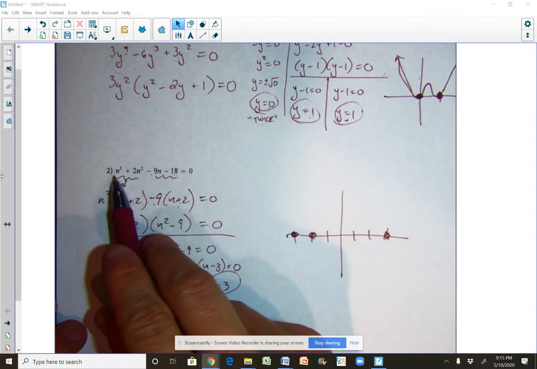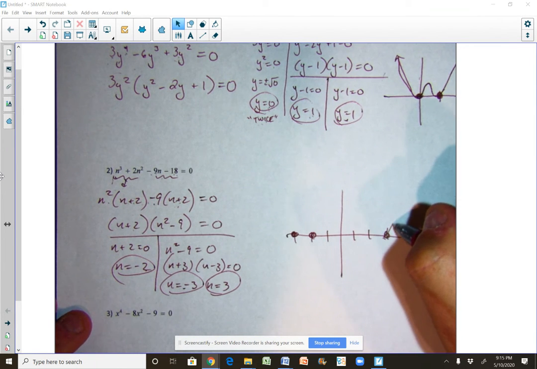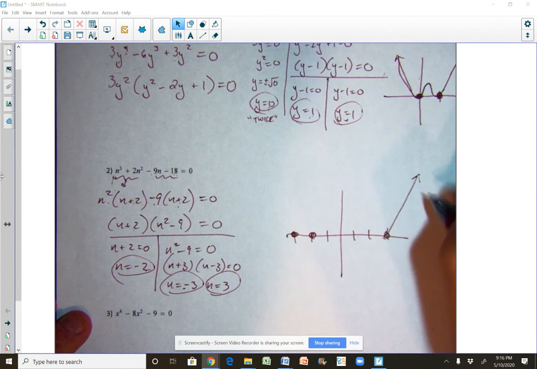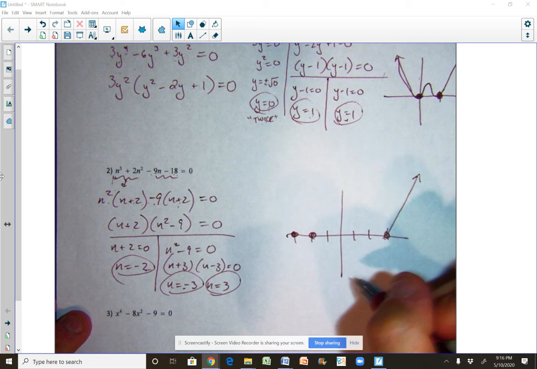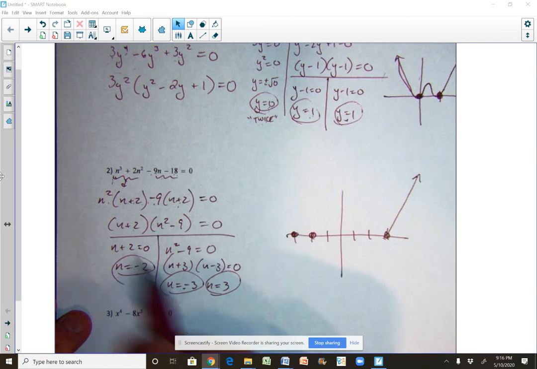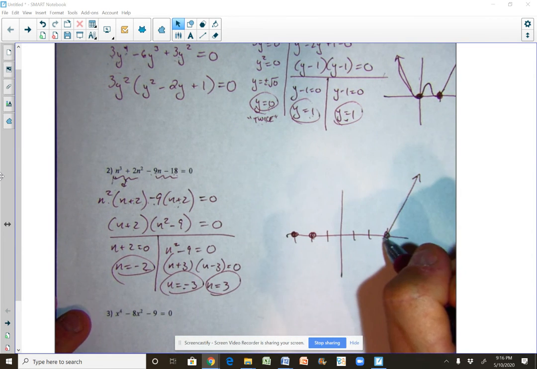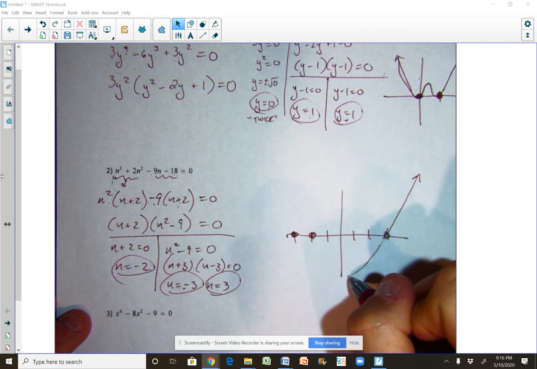It's a positive leading coefficient, so it's going to go up and to the right from here. They're all going to slice through the x-axis. Not going to bounce off or flatten out because they're all first degree factors. And it's got to go through each one of these. So it's going to come down, and it's going to come down somewhere down here.